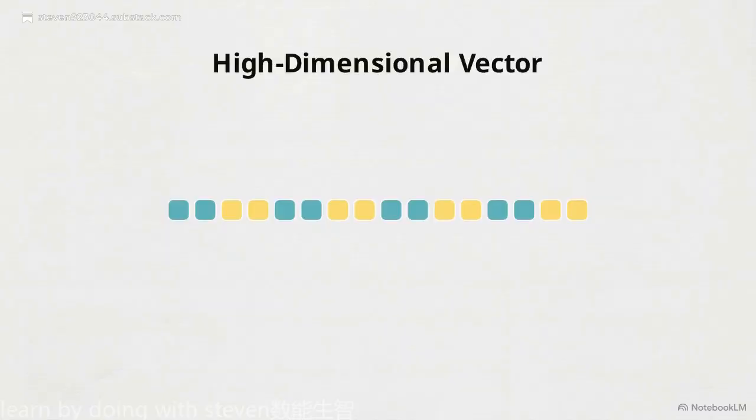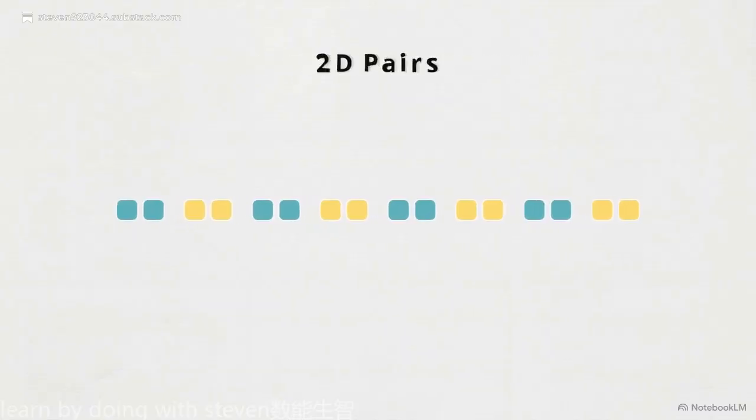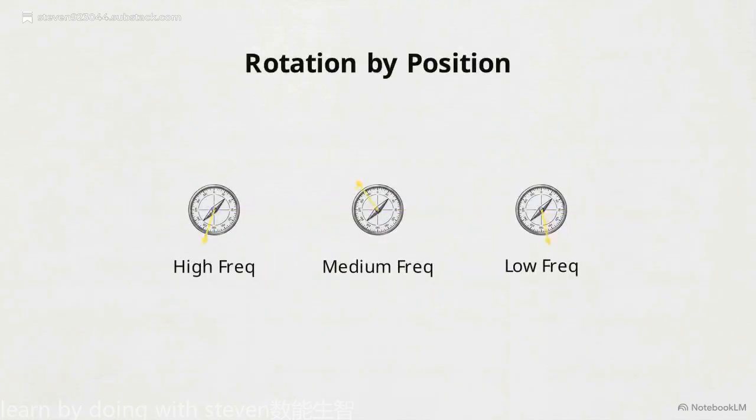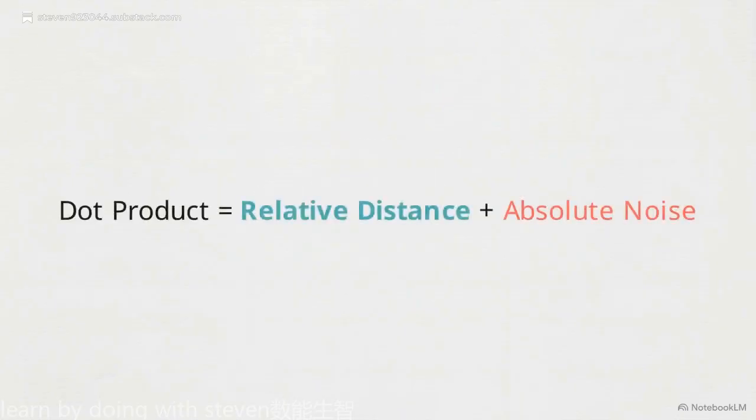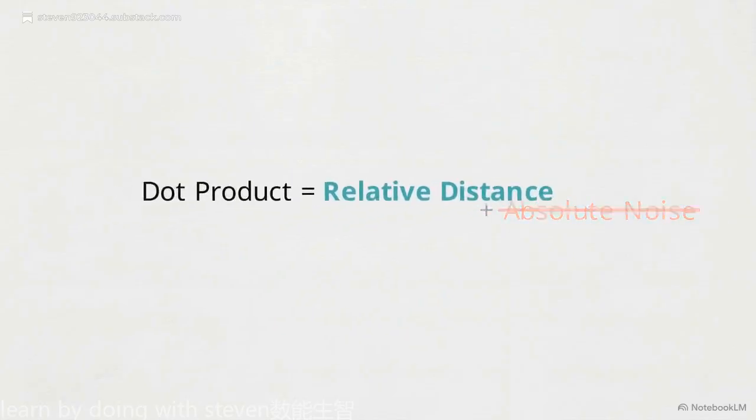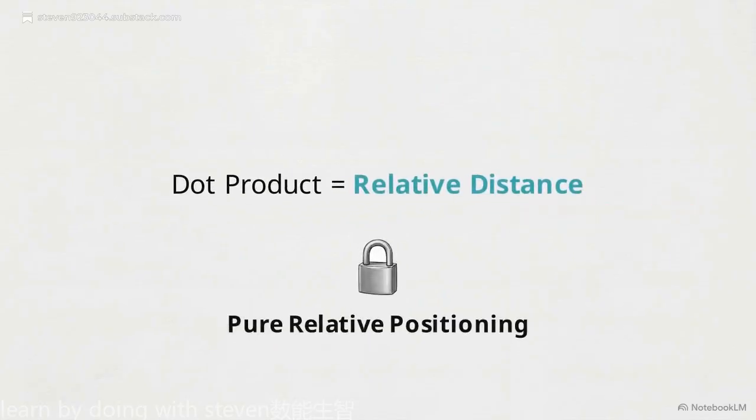Instead of adding arbitrary numbers to an embedding, RoPE applies a geometric trick. It takes a high-dimensional word vector and slices it into two-dimensional pairs. Each of these 2D chunks is then physically rotated. The exact angle of the rotation is determined by the word's absolute position in the sequence. Because inner dot products are invariant to rotation, taking the dot product of two rotated vectors naturally calculates the relative distance between them. It completely eliminates absolute cross-terms, providing pure relative positioning.